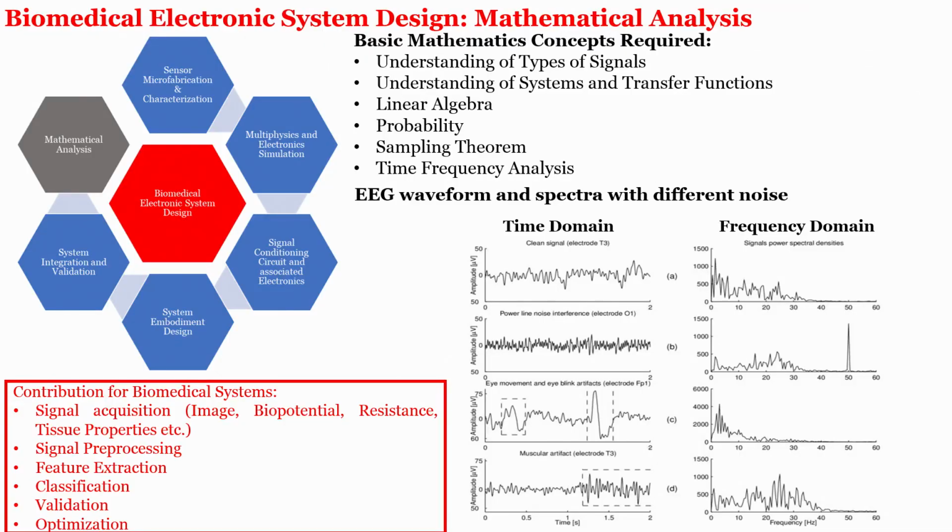Then we also understood the basic math concepts that are required to understand the time domain, frequency domain, and EEG signals, and how to process them. What do you require for that? We require understanding different types of signals, different types of transfer functions, linear algebra, probability, sampling theorem, and time frequency analysis. All these are covered, because all this will finally result in a biomedical system, from signal acquisition to pre-processing, feature extraction, classification, validation, all the way to optimization.